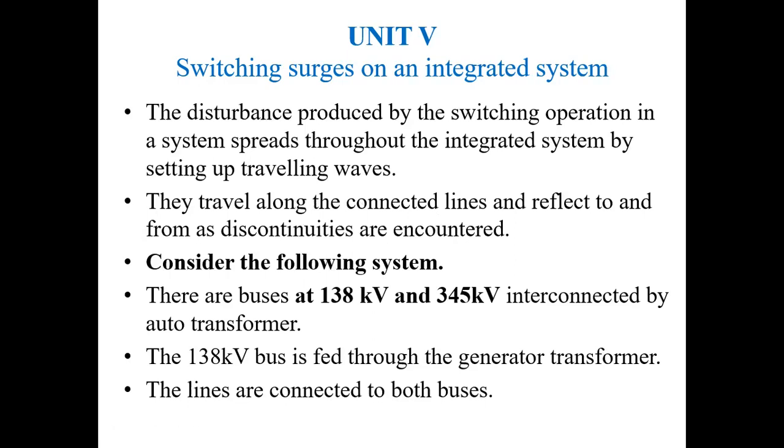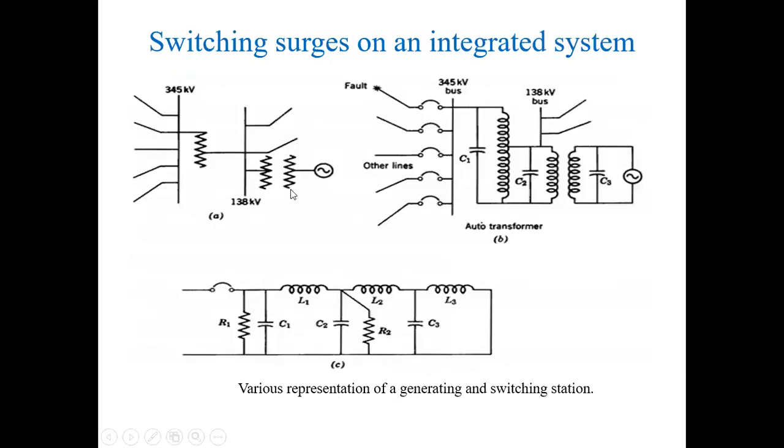In order to study the effects of this reflection and refraction, we can consider a system which has two buses, 138 kV and 345 kV, interconnected by means of an auto transformer. Here we can see the system. The 345 kV and 138 kV buses are both integrated. That is, the 345 kV and 138 kV buses are connected by means of a three-phase auto transformer, and the 138 kV bus is connected by means of a generator transformer system. Here, a number of lines are connected to the 345 kV as well as the 138 kV buses. The third circuit represents the equivalent circuit of the second circuit diagram.